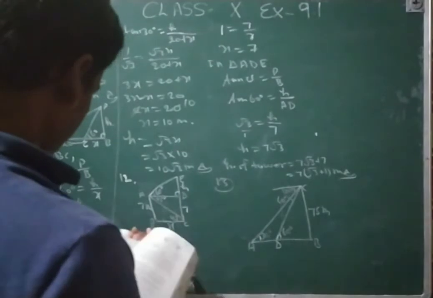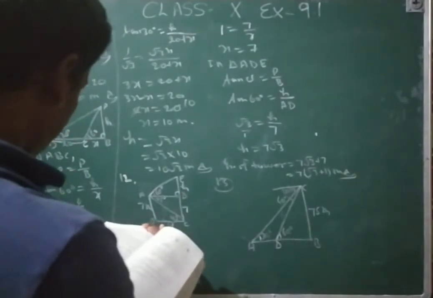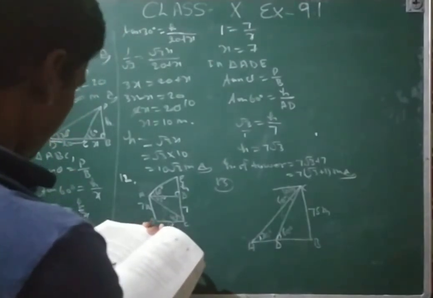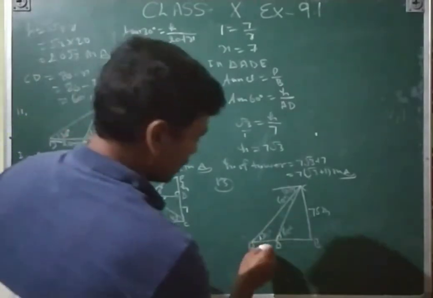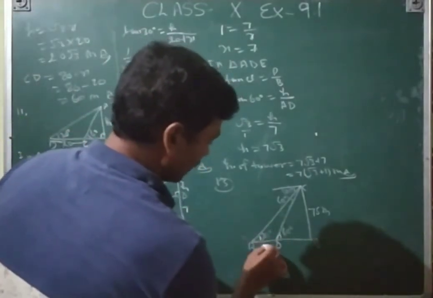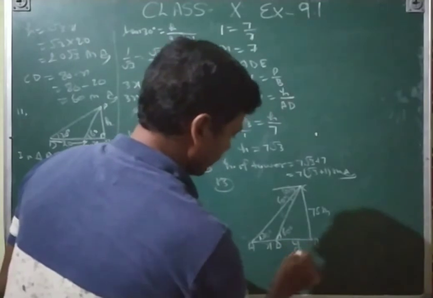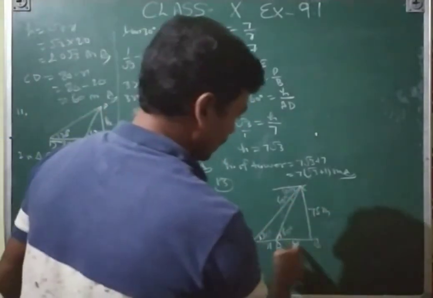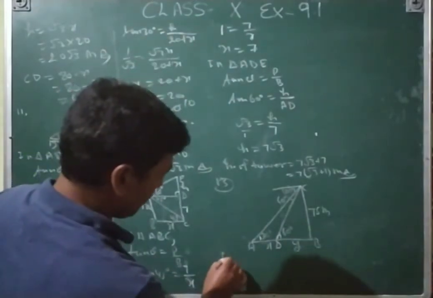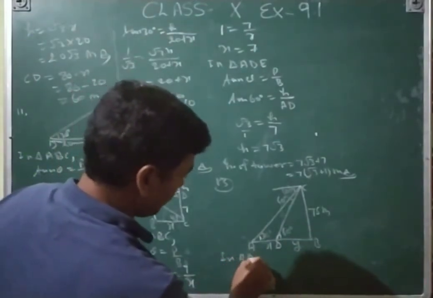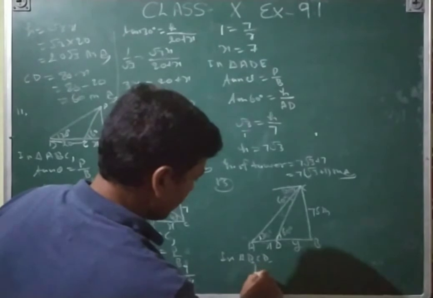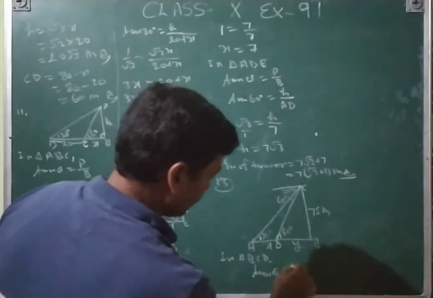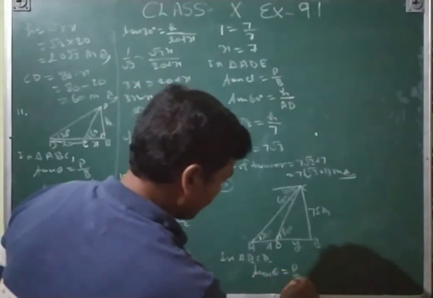Now we need to find the distance between the two ships. This distance we will find. We can write this one as x and this one as y. First of all, we will take this one in triangle BCD.